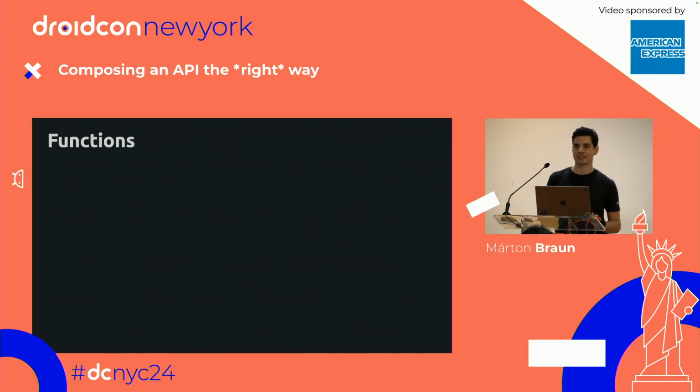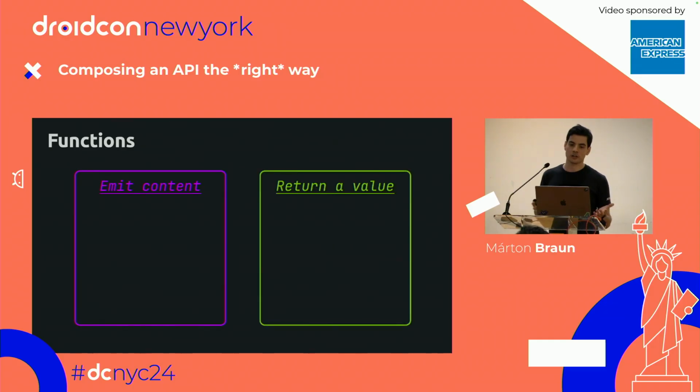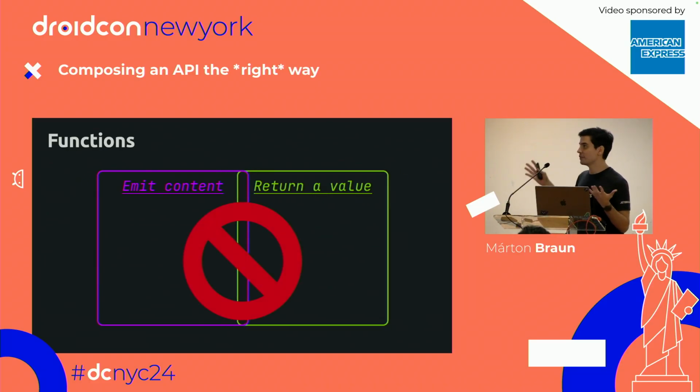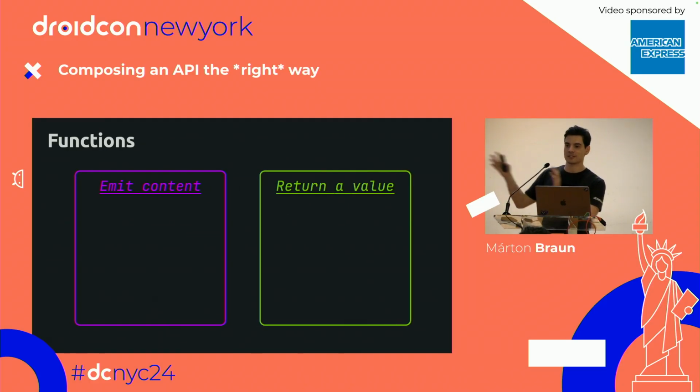So what about functions then? How do we name composable functions? Well, it really depends. There are actually two big categories of composable functions. There are those that emit some content, and there are those that return a value, and never the twain shall meet. So you really should have composable functions that fit clearly into one of these categories, as we'll explore a bit later.